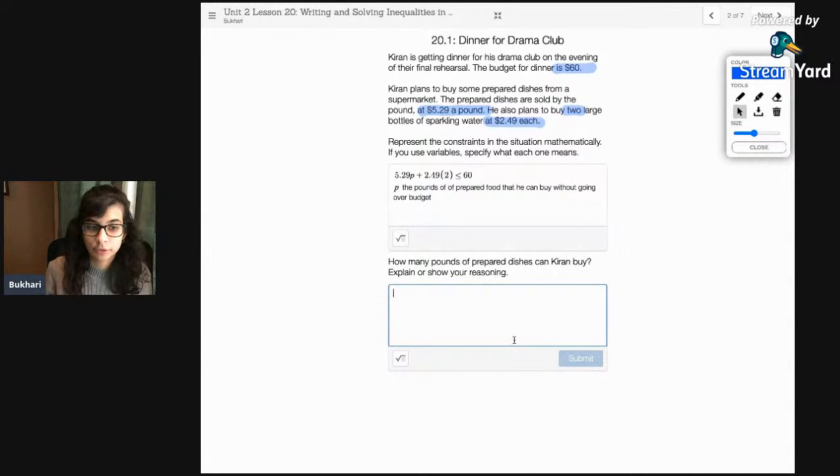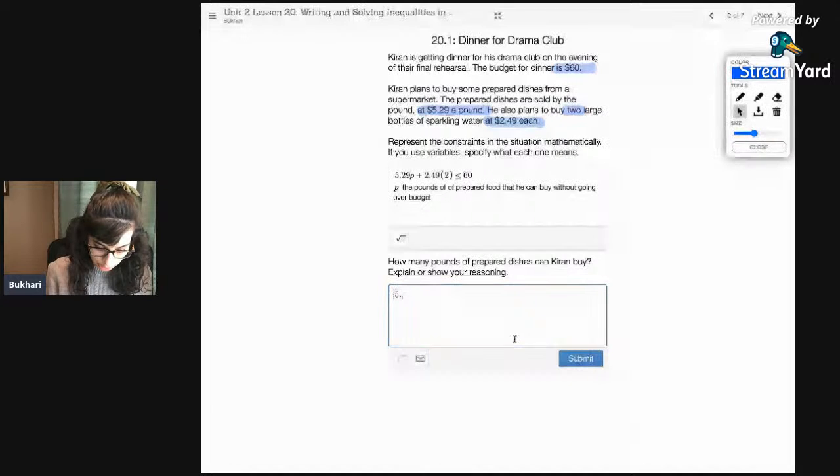And so there's a couple ways of finding the solution to this inequality, and that's what we'll be practicing today. So one way you can go about this is, simplify your inequality. Multiply first, do our first step, 5.29p plus 2 times 2.49, and 2.49 times 2 is $4.98, still less than or equal to 60, right?